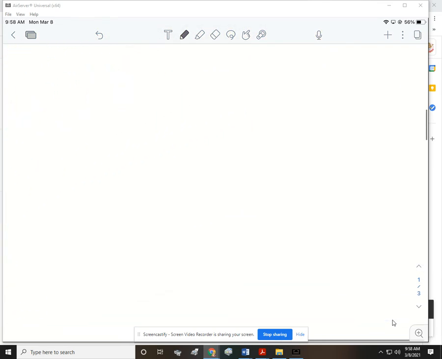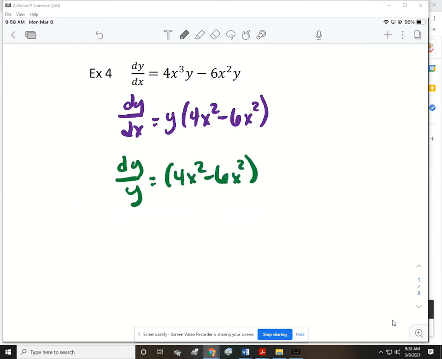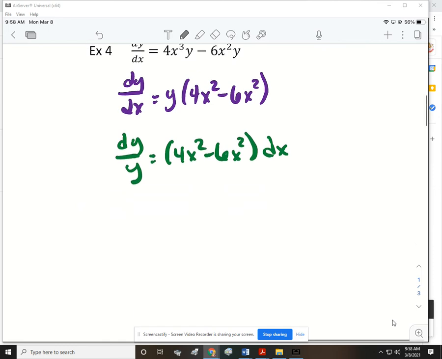Okay, one more. So let's separate the variables. This might take a few steps. I'm going to go ahead and factor a y out of the right side. So I'm going to divide by y and multiply by dx. And then I will integrate both sides.